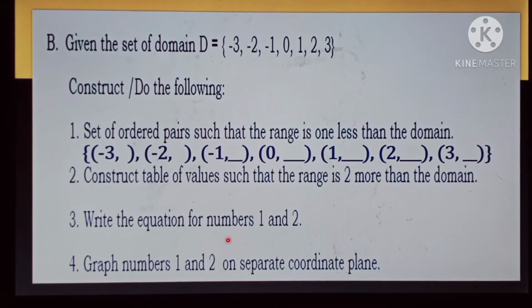So, hanapin nyo yung common difference and that will be your constant. Multiply by the variable x. Then for the 4, you have to graph number 1 and 2 on separate coordinate planes. So, tig-isang coordinate plane ito. So, sa number 1, isang coordinate plane. Sa number 2, isang coordinate plane. So, hindi po magkasama.